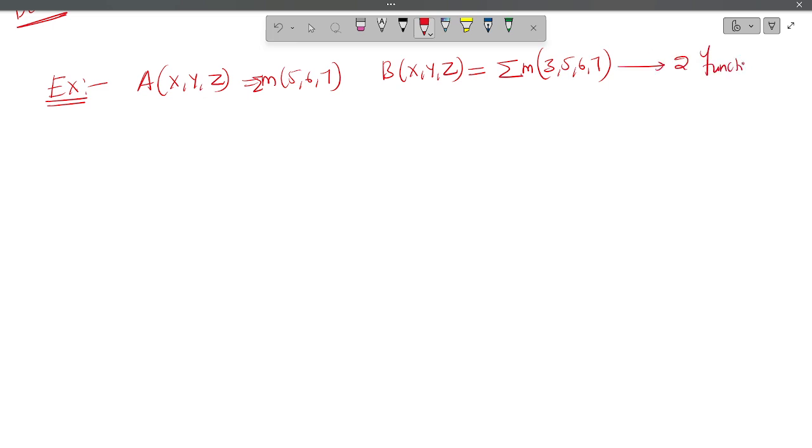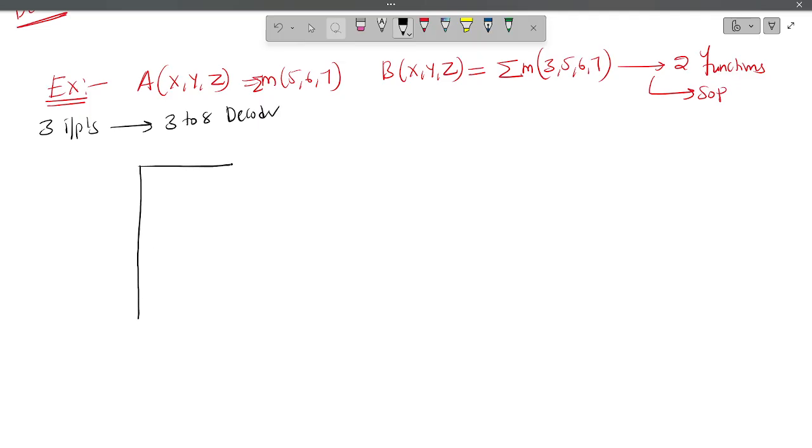Two functions, and this is in which form? SOP, sum of products. Okay, SOP, and so three inputs are there. It requires which decoder? A 3 to 8 decoder. So how to draw this?